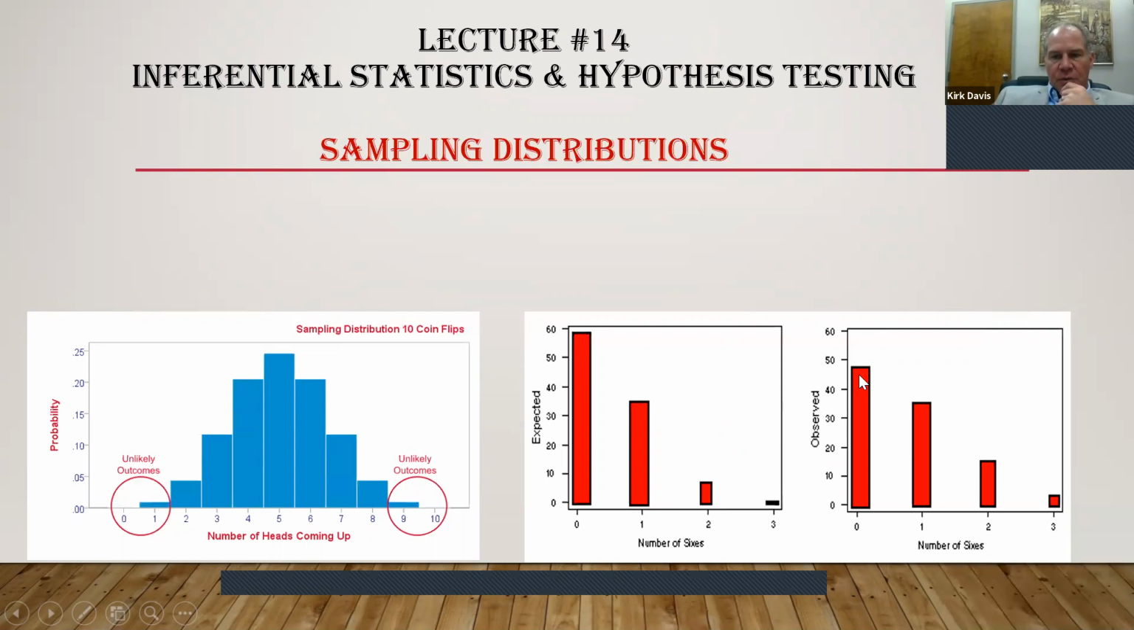Here is an actual observed set of data. In this case, the person actually rolled the die and found about 48 with no sixes, and about 35 with 1 six, and out of the 100 rolls, they got just less than 20 with 2 sixes, and maybe 3 times they got 3 sixes.